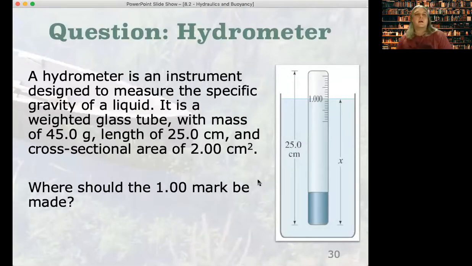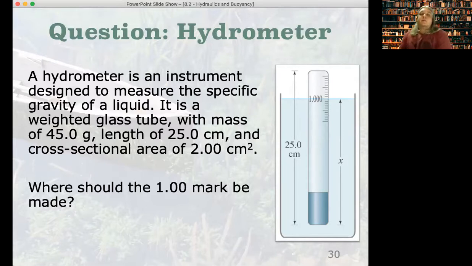First question, hydrometer. A hydrometer is an instrument designed to measure the specific gravity of a liquid. It is a weighted glass tube with mass of 45 grams, length of 25 centimeters, and a cross-sectional area of 2 square centimeters. Where should the 1.00 mark be made?